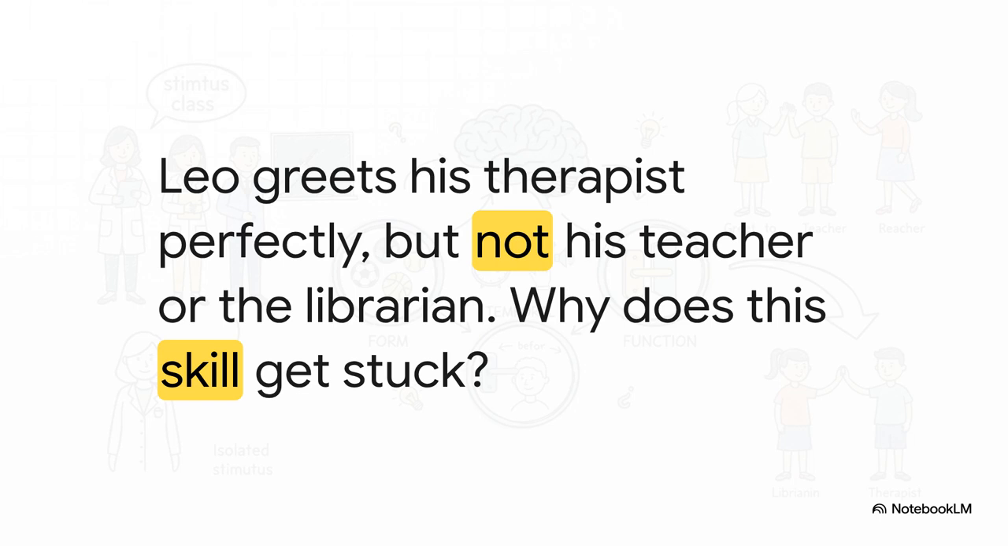To make this super concrete, let's imagine a kiddo. We'll call him Leo. In his sessions, Leo is fantastic with greetings. Every time his therapist walks in, he nails it with a perfect hello. But then at school, he walks right by his teacher without a word. At the local library story time, he doesn't say a thing to the librarian. The skill is there, we know it is, but it's like it's locked away, only accessible in one specific situation. We're about to figure out exactly why that is.